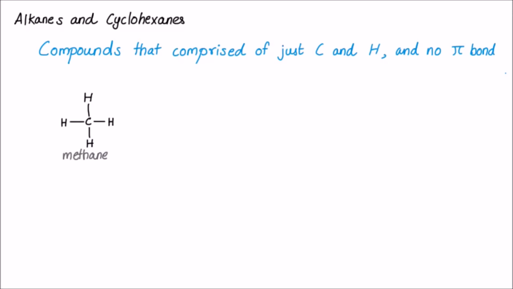we call it methane. And the next simplest alkane is ethane that has two carbons and six hydrogens, no pi bonds, no other elements. So if you look at the suffix of these compounds, the names end with -ane, A-N-E, and we follow the system called IUPAC.